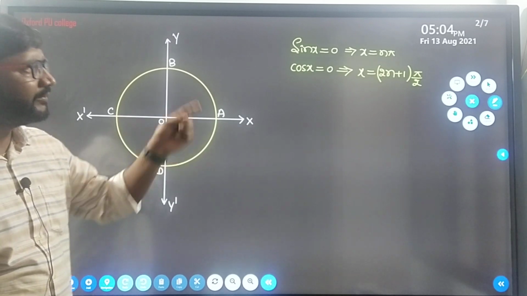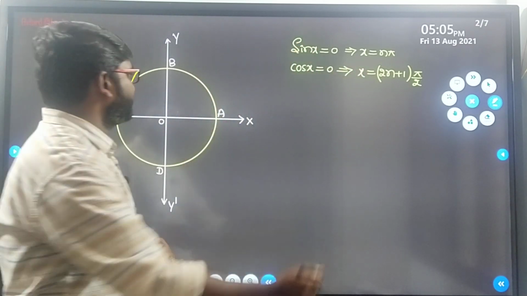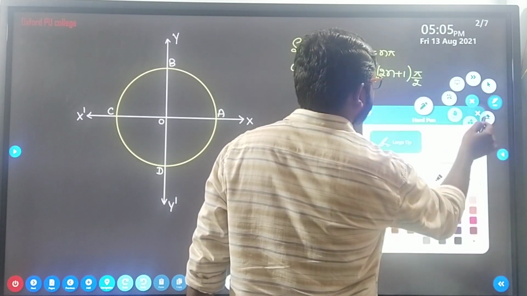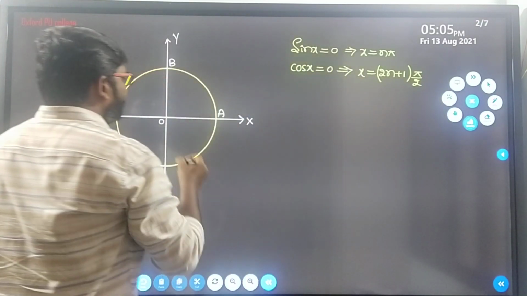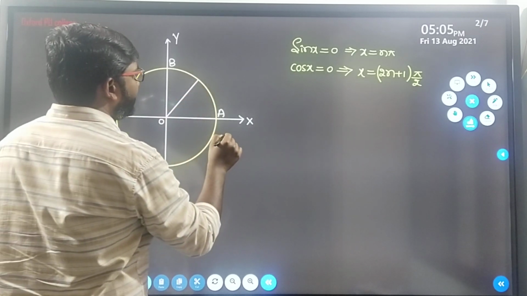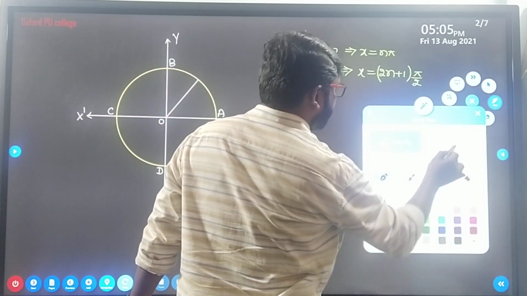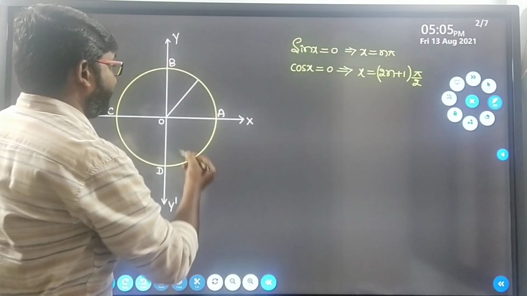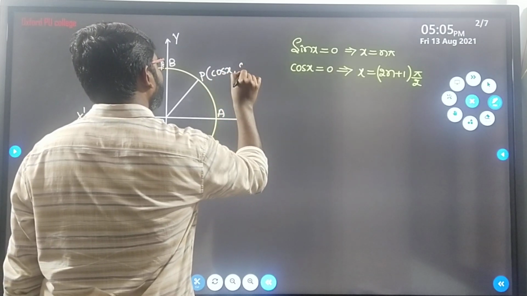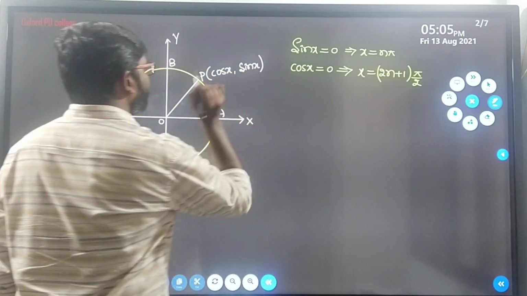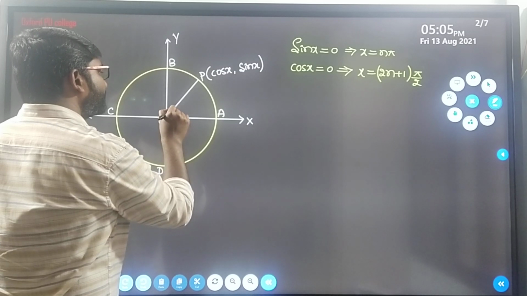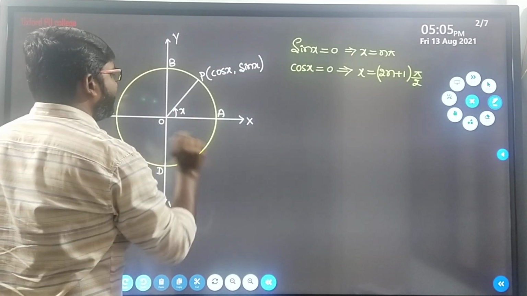So let us discuss how exactly we get these two cases. I'll be taking a point P on the unit circle. So mark this point now. What are the coordinates of the point P? A comma B, or cos x comma sin x. So P of cos x comma sin x, and this OP makes an angle x radian.